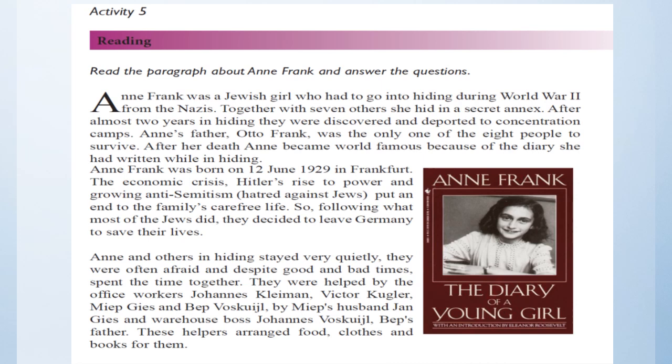Anne Frank was a Jewish girl who had to go into hiding during World War II from the Nazis. Together with 7 others, she hid in a secret annex. After almost 2 years in hiding, they were discovered and deported to concentration camps. Anne's father, Otto Frank, was the only one of the 8 people to survive. After her death, Anne became world famous because of the diary she had written while in hiding.